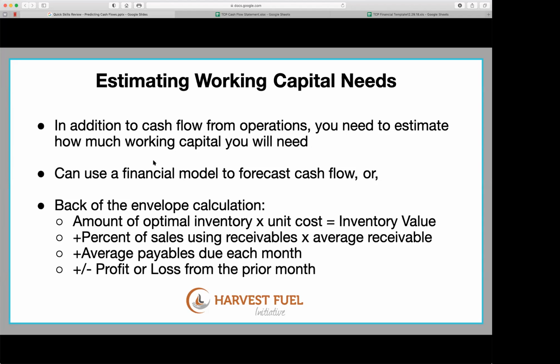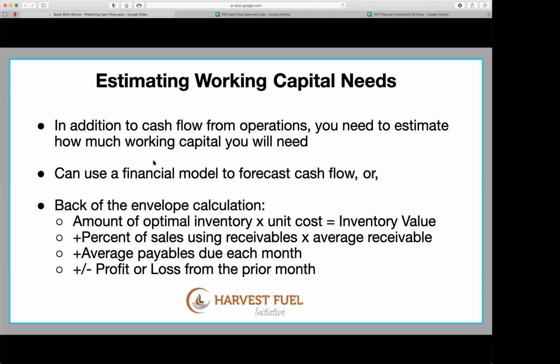So I am going to share with you two different financial models. But I understand that not everyone is great on Excel or doesn't have the capacity to really spend a lot of time building out the model. So there are some other back of the envelope calculations you can do instead to try to figure out, just give me a ballpark. What should I really be shooting for in terms of how much working capital I need?